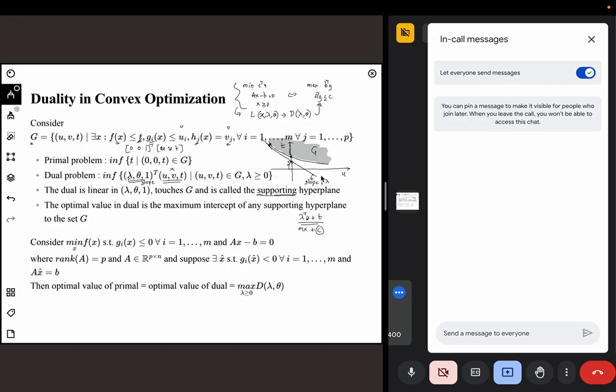That is what strong duality tells you. So from strong duality, all we are saying is that the maximum intercept that you can get will be equal to the minimum value of t that you can reach in this particular G. That is strong duality in the case of convex problems. To put it simply, the primal optimal should be equal to the dual optimal, and you can get that by maximizing this particular intercept, by varying the slope of that particular line. Is this clear?